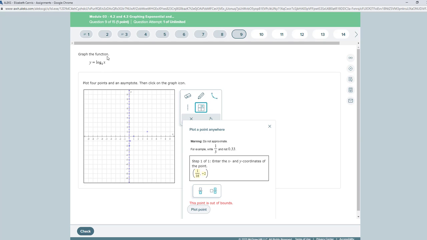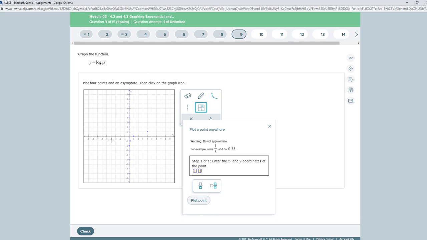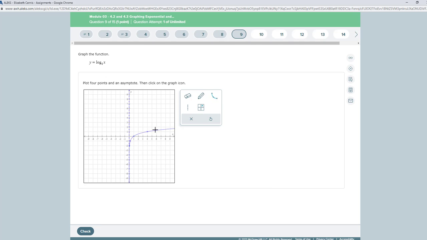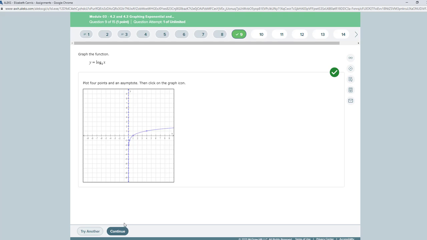So again, we're thinking about this as if it's an exponential function. And then we're just flip-flopping our x and our y because log is the inverse. So if I plot that point, you can see it's getting really, really close to the x-axis. Let's try and do our graphing tool and automatically put it exactly where we needed it. That's perfect. Check it, and we get our little green check mark. So hope that was helpful. If you have any more questions, just let me know.